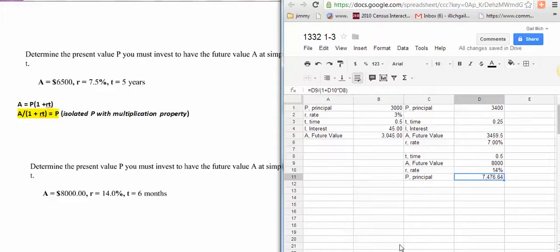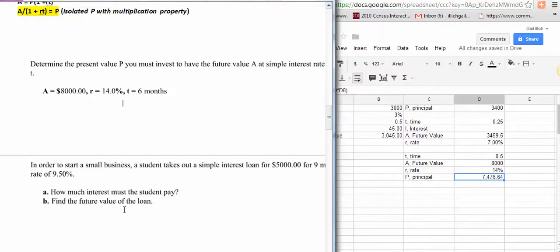And there's my answer, $7,476.64. That's how much money I have to invest in order to end up with $8,000 at 14% interest in 6 months. Now, I'll warn you, finding 14% interest is really hard to do these days. That's a very good return.